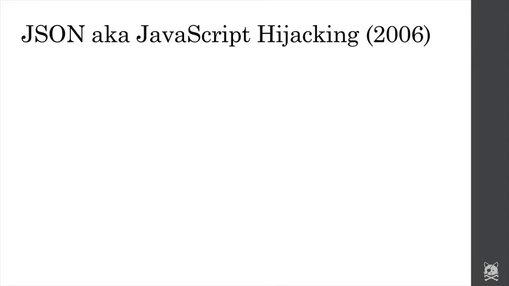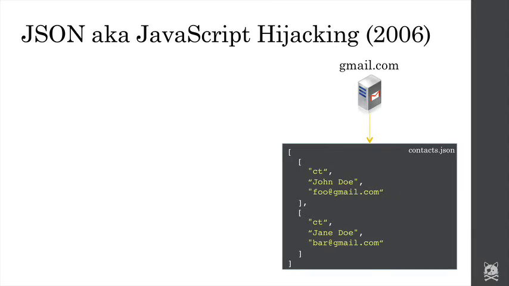And one such attack is JSON or JavaScript hijacking. This is an attack that was discovered in 2006 by Jeremiah Grossman, and it was discovered in Gmail. What Gmail did back then is that it hosted a JSON file. This JSON file was dynamically generated based on the cookie of a user, and it contained the address book of the currently authenticated user. You can see it's an array literal, and it contains different records, which are basically the entries in the address book.